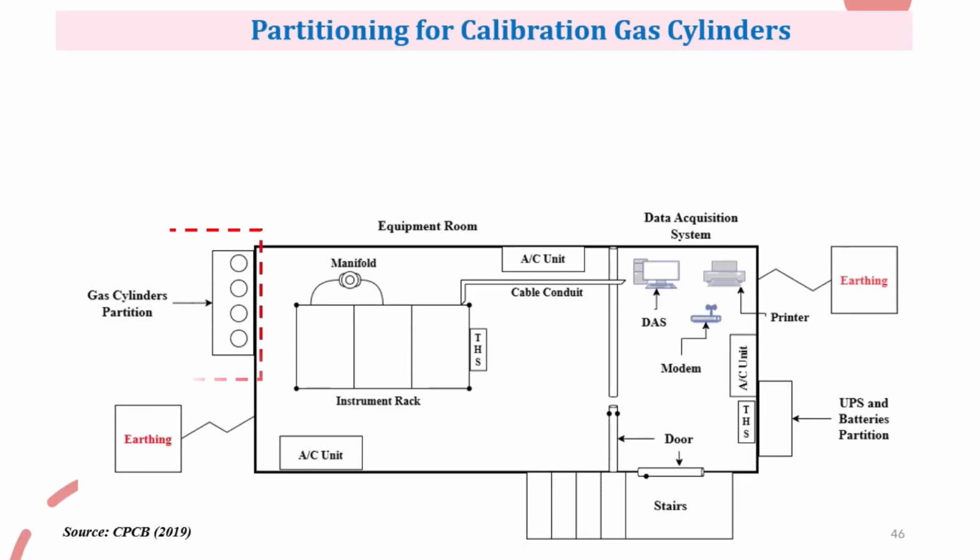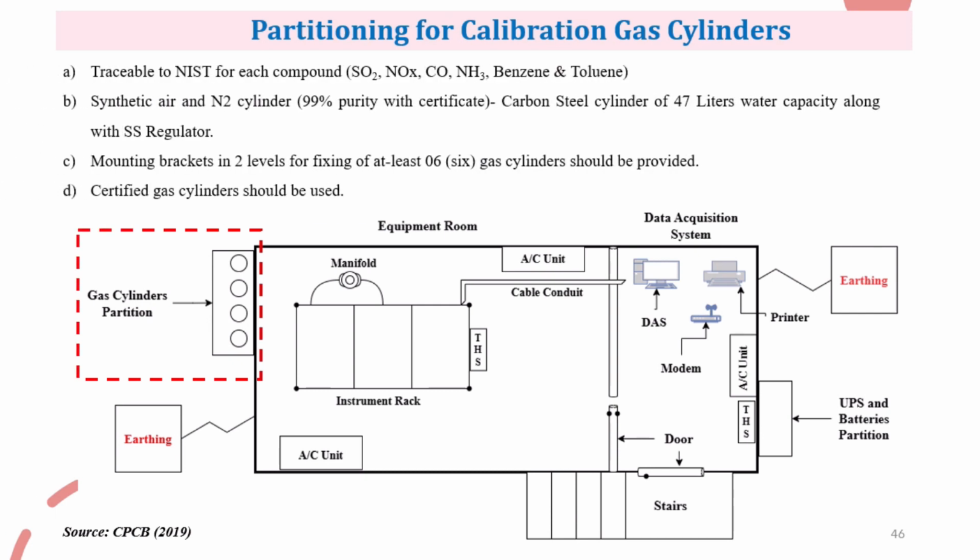When placing calibration gas cylinders, it's important to mount them securely in a well-ventilated area. Keep them away from heat and direct sunlight to avoid pressure buildup. The setup should include brackets at 2 levels for at least 6 cylinders, making it easy to access and maintain them. Each cylinder must be traceable to a standard organization for accuracy and contain synthetic air and nitrogen at 99% purity. We also need to make sure that gases like SO2, NOx, CO, NH3, benzene and toluene go through a dehumidifier and denoiser first. This removes any moisture or contaminants before we mix them with an inert gas for calibration.